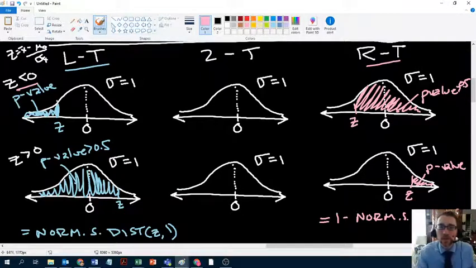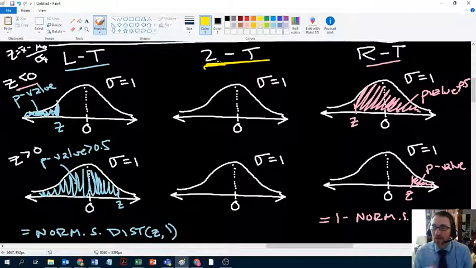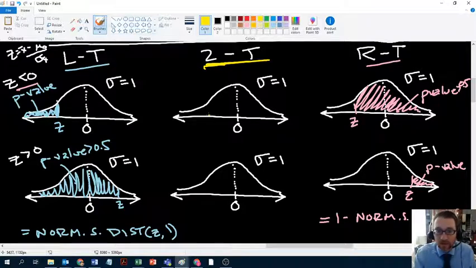For the two-tail test, it's a little bit trickier. It's not quite as obvious what you're going to do. But it's useful to know that the two-tailed test is measuring how far away from the mean you are in absolute value. It doesn't matter if it's positive or negative. We just want to know, are you far from the mean? And if you're far from the mean, then we want to reject the null.